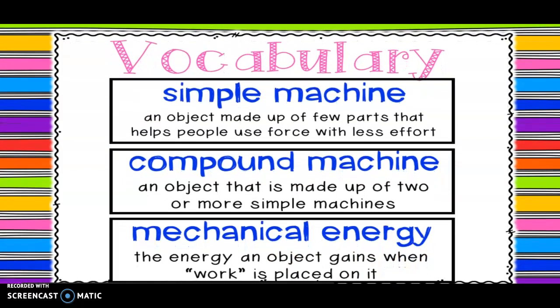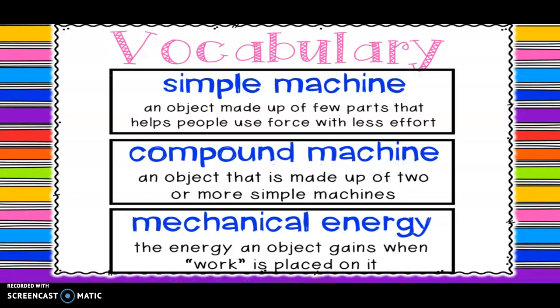Our vocabulary words are simple machine. A simple machine is an object made up of very few parts that helps people use force with less effort. A compound machine is an object made of two or more simple machines, and the term mechanical energy. Mechanical energy is the work that an object gains when work is placed on it. So it's how much work it is using in that machine. Please pause here to complete the vocabulary on your student activity packet, page 19.